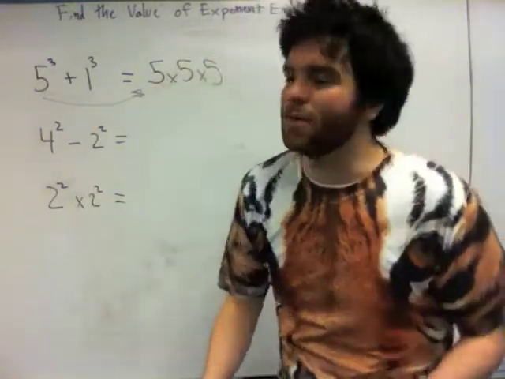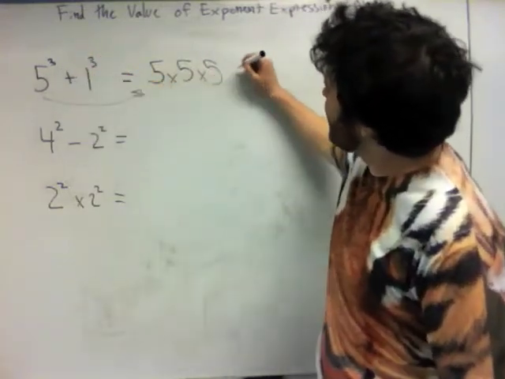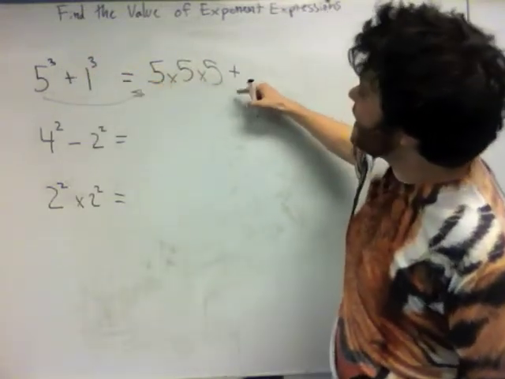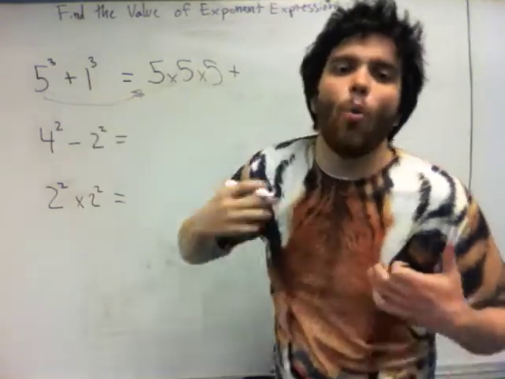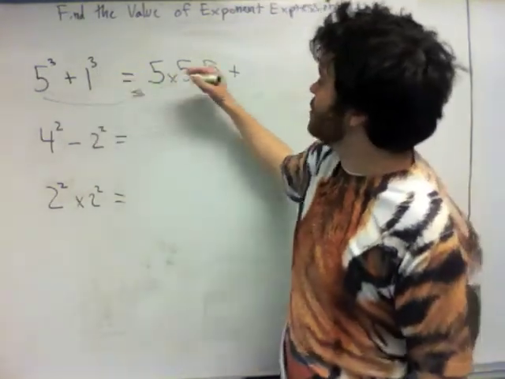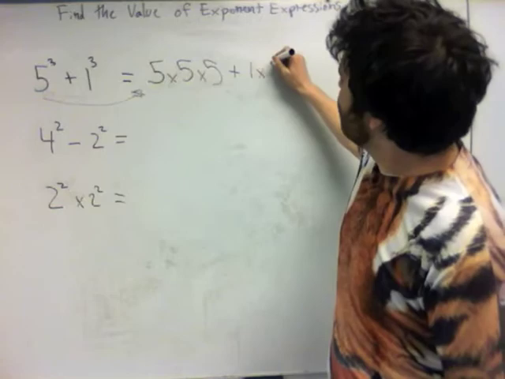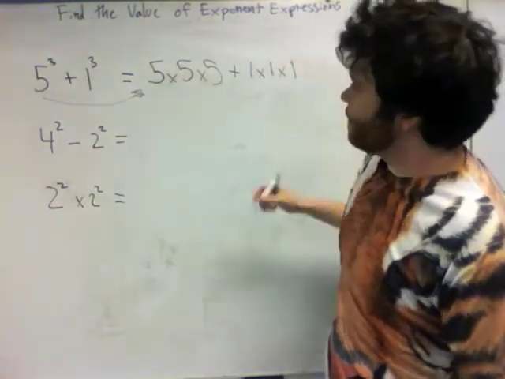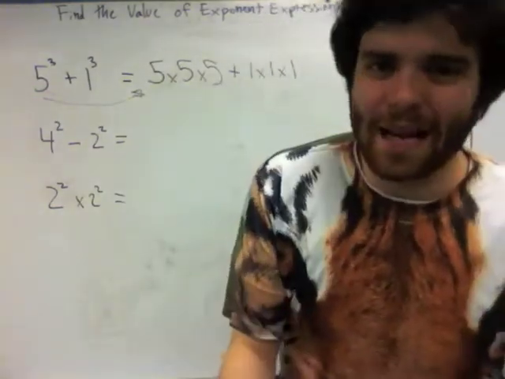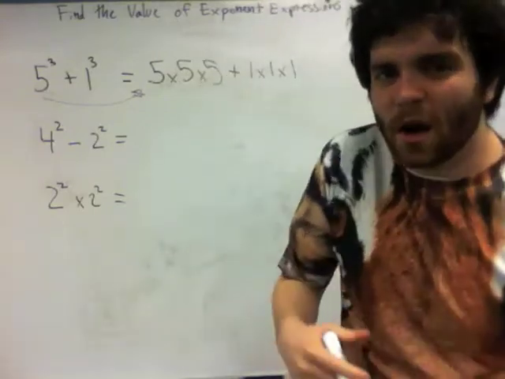And then what do we have to do? Well, we've got this addition here, so we got to add. We got to add it to, you got it, 1 cubed. 1 to the third. So plus 1 times 1 times 1. All right, so we've expanded this out. We've got a better idea of what we're talking about.